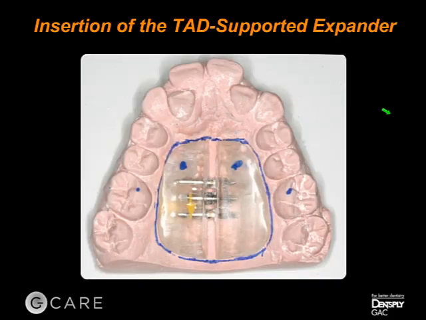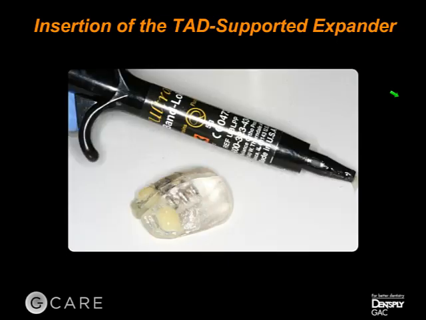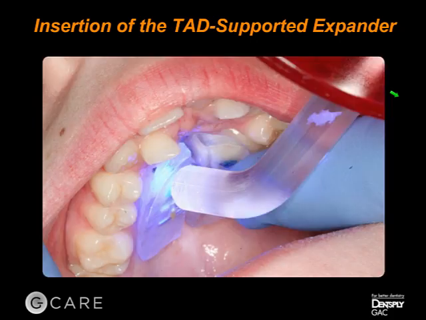You can see on the model that this hollowed out area is going to be right over where the TADs are placed. I then use plastic conditioner, or in the absence of plastic conditioner, you can use acrylic monomer, whatever you need to make sure your adhesive stays onto the expander. I paint inside the hollowed out areas and let it dry for a minute. And then I personally use Band-Lok, or you can use any other flowable cement to just fill up that area where the TADs are being placed, insert it in the mouth, and light cure.